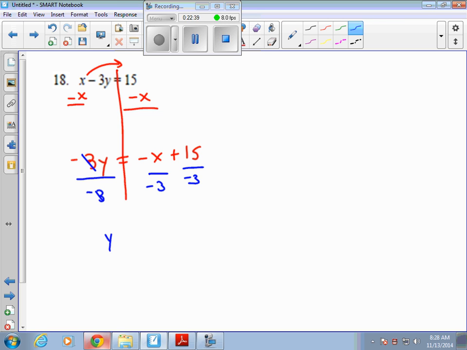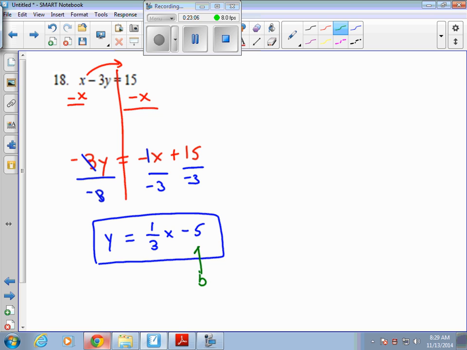This will cancel it out and say y is equal to negative, there's a 1 there, x divided by negative 3. A negative divided by negative is a positive 1 over 3x. And a positive 15 divided by negative 3, opposite signs, is a negative 5. Here is y equals mx plus b. You can see both of the things. The b tells you where to begin. It tells you to begin at negative 5. So on your y-axis, the intercept says negative 1, 2, 3, 4, 5. There's your first point. Your slope value is 1/3.